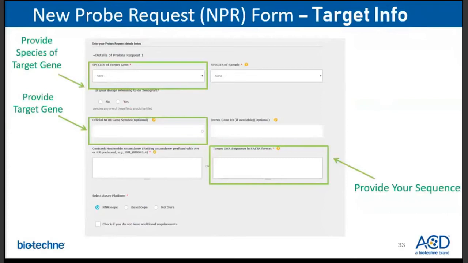And then if you don't have the accession number, you can actually include the sequence. It's either one. If you have the accession number, you can include the accession number, but if you don't, you also can include the sequence here.